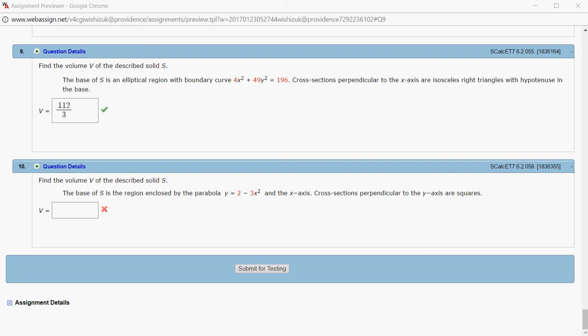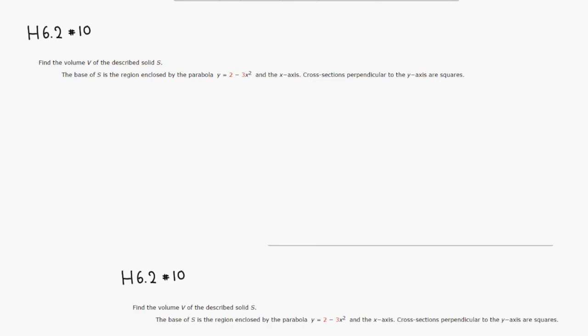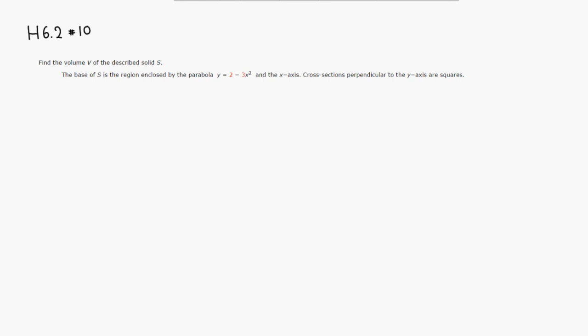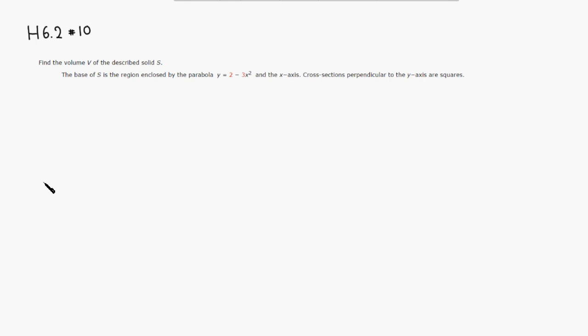Alright, let's look at homework 6.2, problem number 10. We want to find the volume whose base is the region bounded by a parabola and the x-axis. So let's draw a picture.